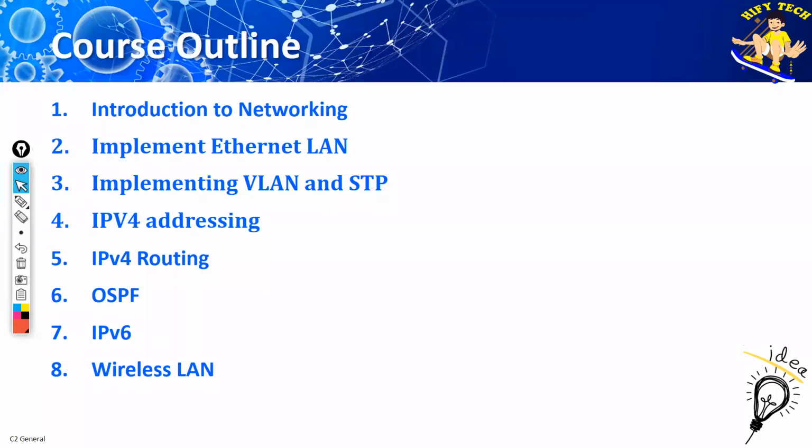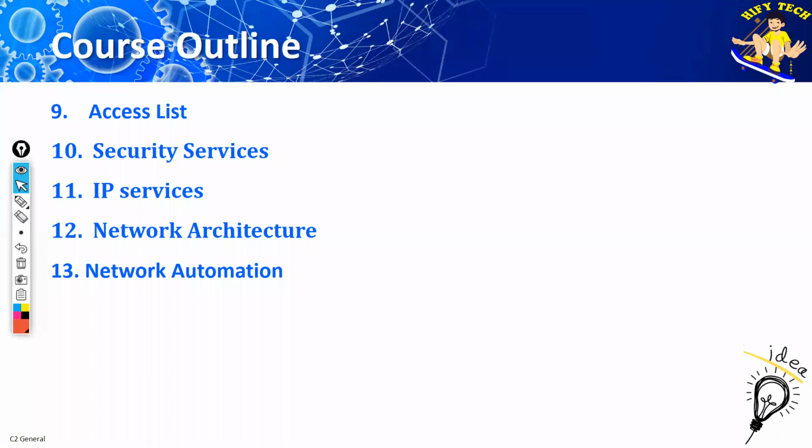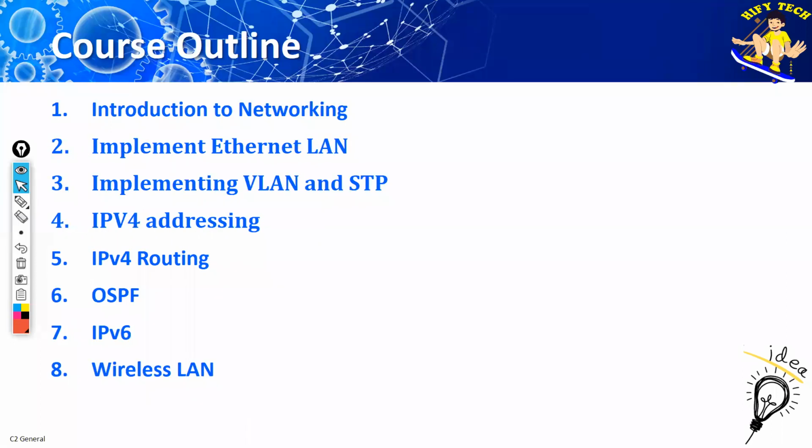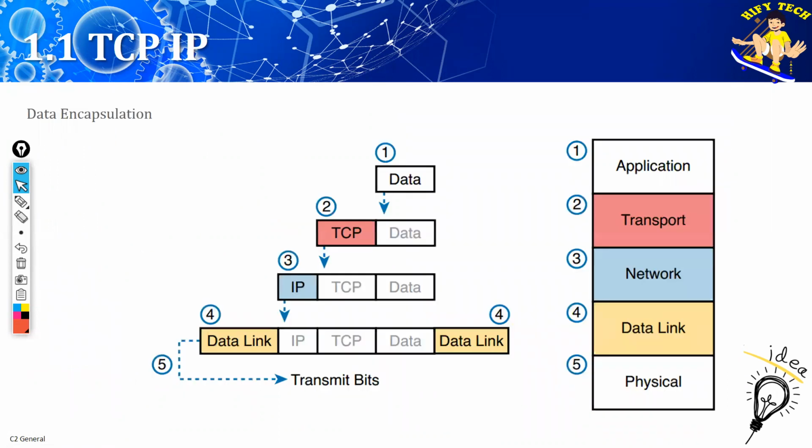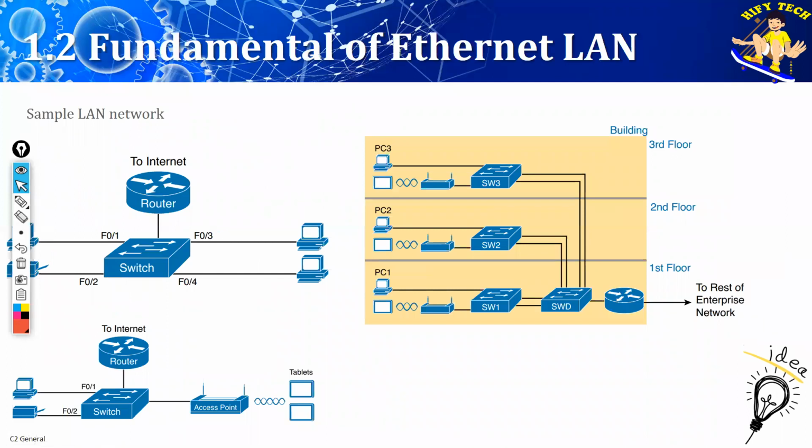In our first video, we have taken you through the course outline. There are 13 sections in the new CCNA course. We have discussed introduction to networking in our last lecture. So we discussed the OSI layers and how it is different from the TCP/IP layers, the purpose of each and every layer, and how the data is transported when it moves from one layer to the other layer. And today's lecture is about fundamentals of Ethernet LAN.